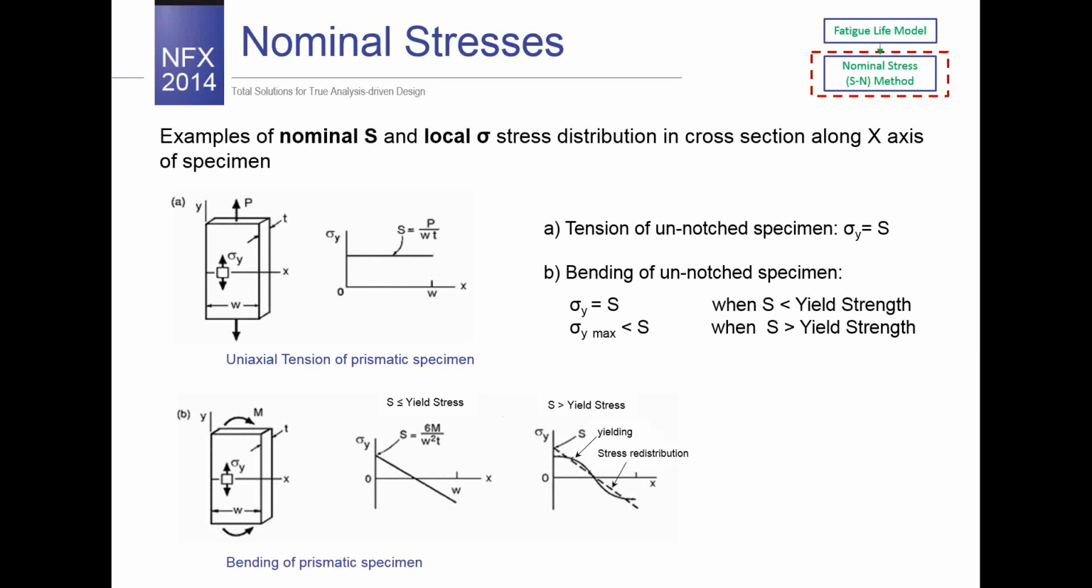From this slide, I will talk about the nominal stress method as well, and the important factors related to this approach, because as I mentioned previously, this approach uses nominal stresses, and the slide shows a prismatic specimen which is subjected to tension and bending. If we take a look at example A, we see that the local stress sigma y is equivalent to the nominal stress, and the distribution of stress is constant along the cross section. So we are talking about uniaxial tension, and we can calculate the stress from the simple formula, which is force divided by cross section area. In case of bending, the local stress will be equal to nominal only when the nominal stress is less than the yield strength.